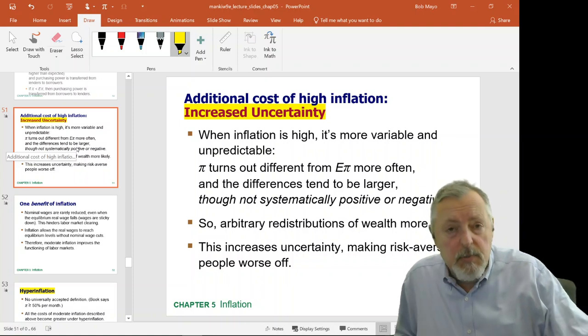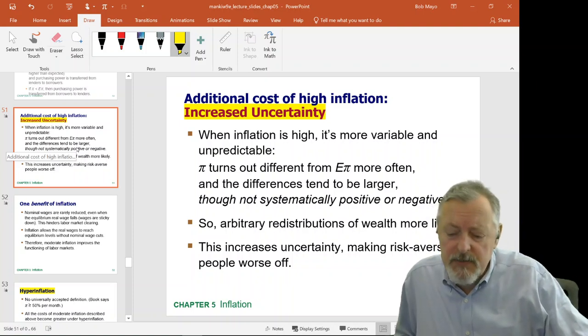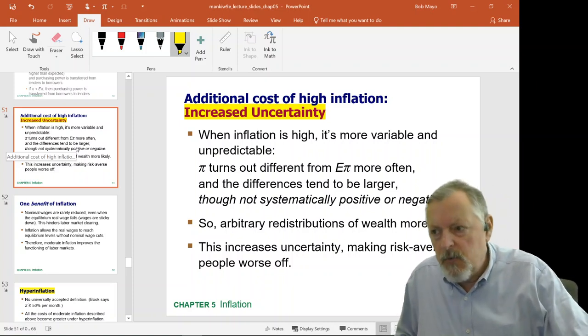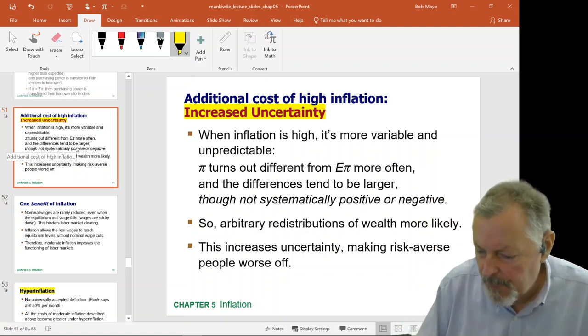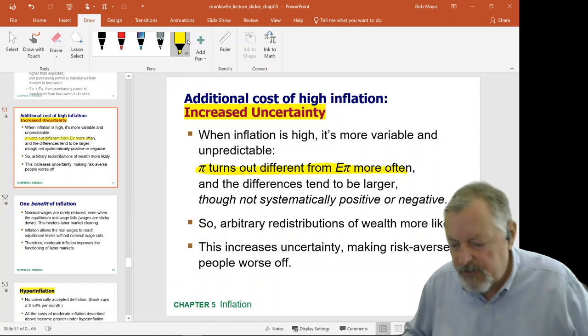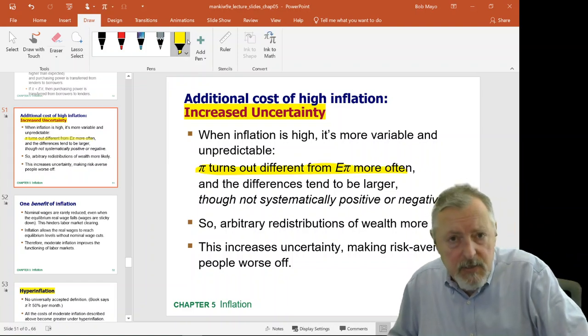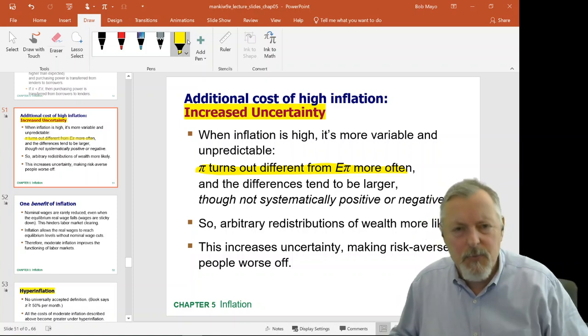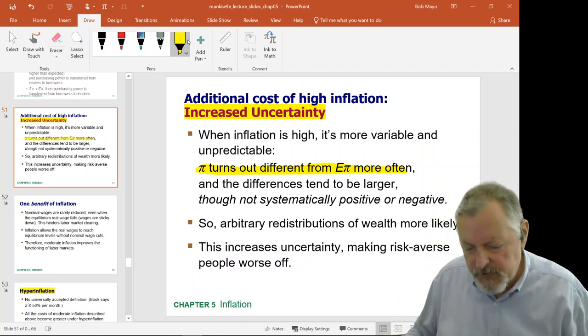A very big problem with inflation is that when prices are going up faster, they also tend to be more variable, which means there's more likely to be a bigger difference between real inflation and expected inflation. So wealth is arbitrarily redistributed through the economy, and that has a large efficiency implication.